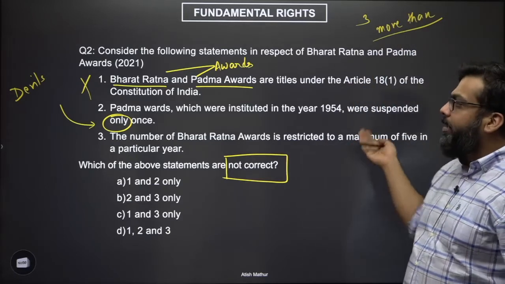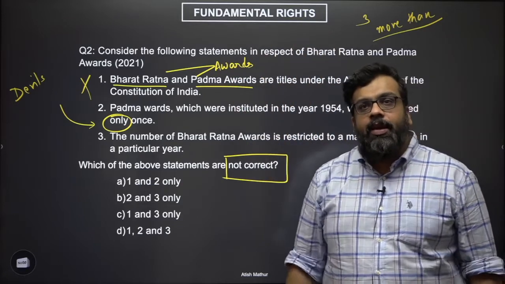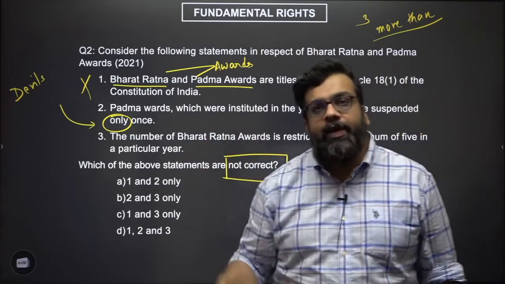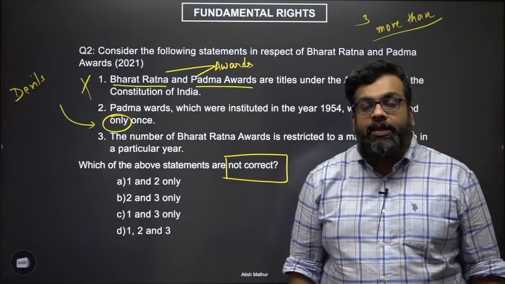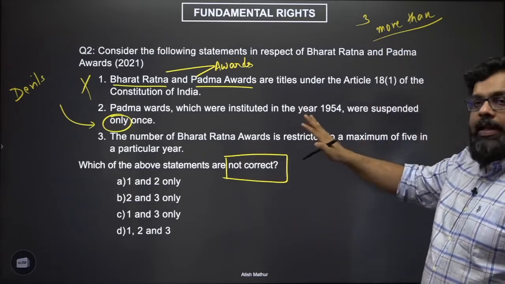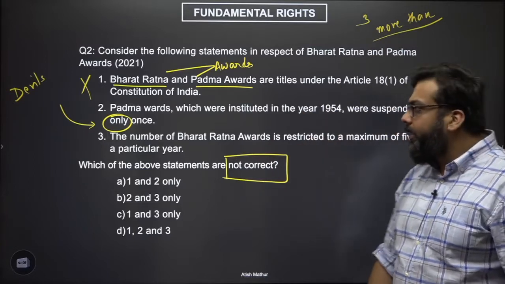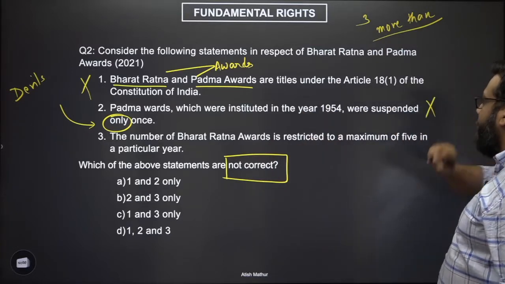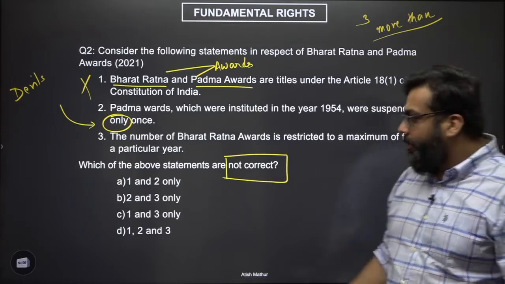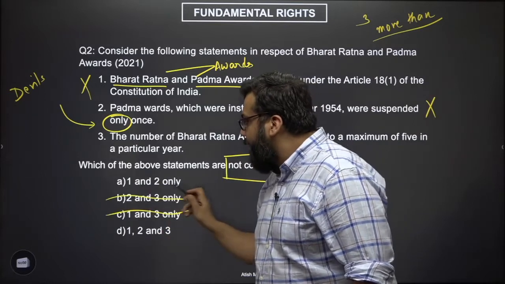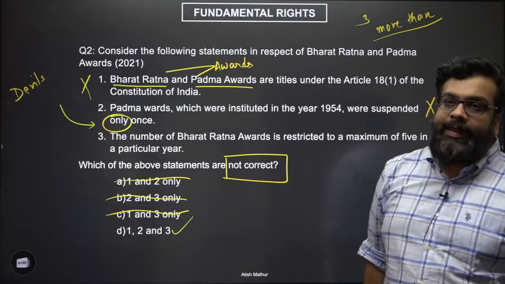And if the awards have to be suspended, they have to be suspended by the government. And what if the government was not fully functional? Emergency is not a fully functional government. So therefore, it is fairly possible that these awards could have been suspended more than once. So this also seems to be an incorrect option. So 1 and 2 are definitely there, which means this and this and this are gone. The only option that is left is D.